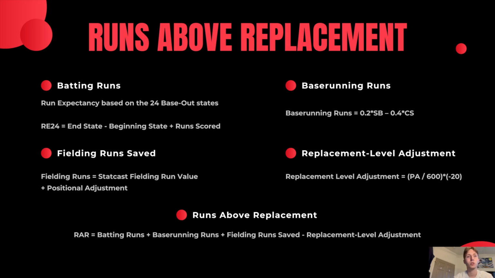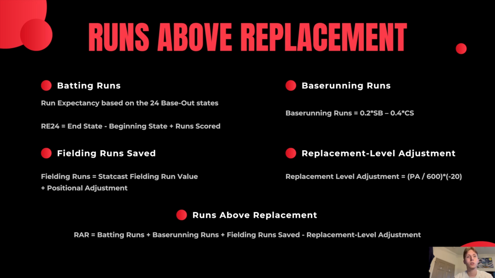RAR estimates total runs contributed above what a replacement player would provide in the same number of plate appearances or defensive outs. It's centered around 3 pillars of a player's value: batting runs, base running, and fielding. We also have a replacement level adjustment term to contextualize performance. First, we calculate batting runs.